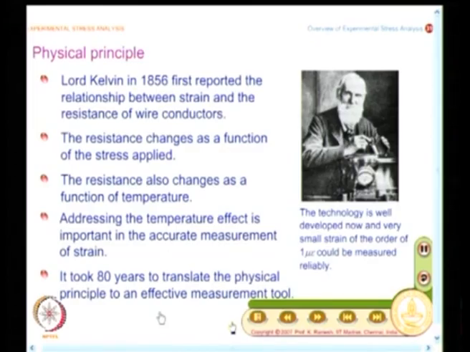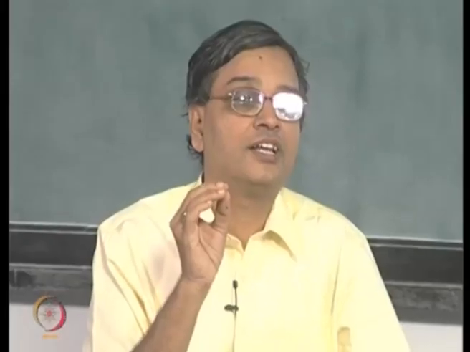Why is this so? Because you need to develop technologies where I delineate the effect of temperature and measure only the strain information, whatever the resistance changes because of strain, and it should be easily available for many people to use, and it took so much time. And recently it also celebrated the 50th year of metal foil strain gauges.